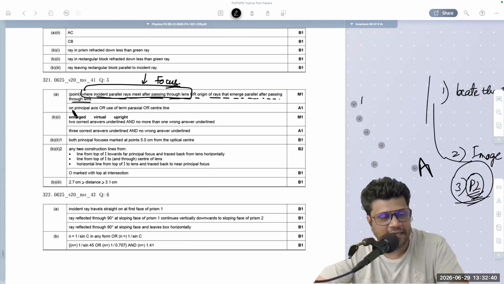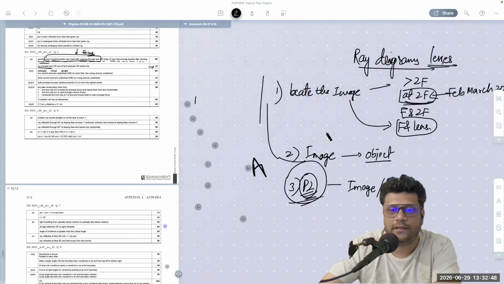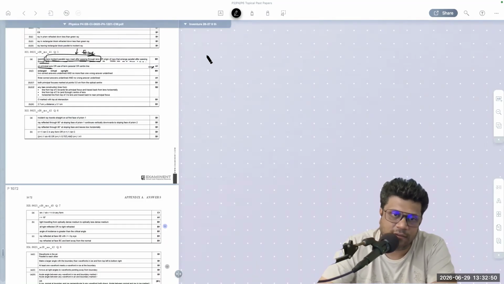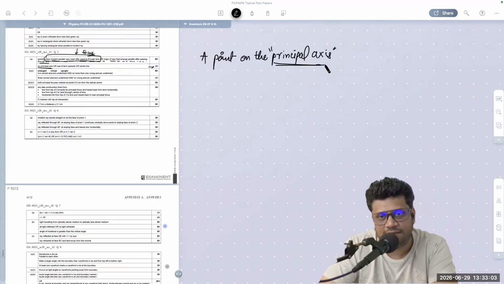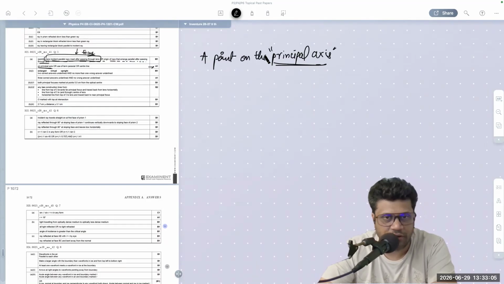Also mentioning that the focus is supposed to be on the principal axis is the other marking point. So it's a point on the principal axis. I'll write it down for it to be written in your notes. It's a point on the principal axis. This is a very important thing, please. This is a marking point, so we should include it in our definition.